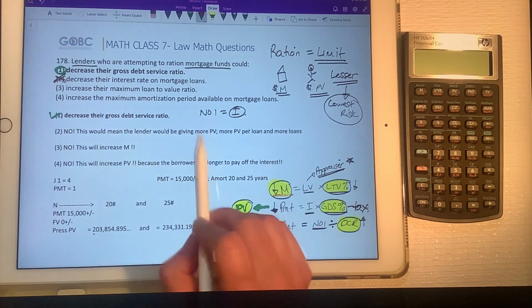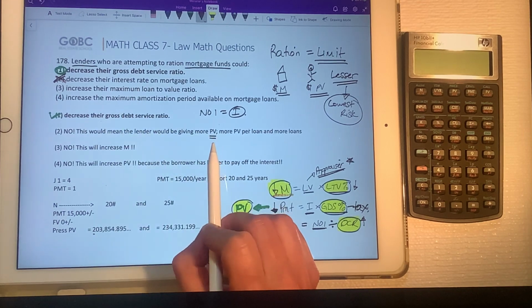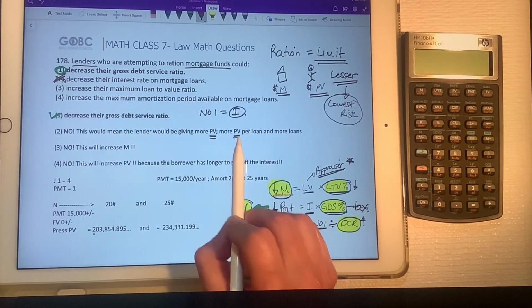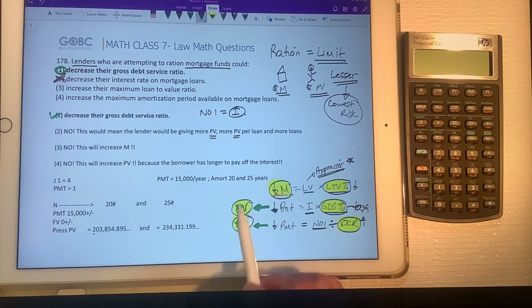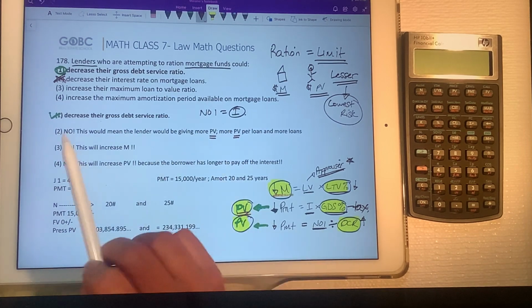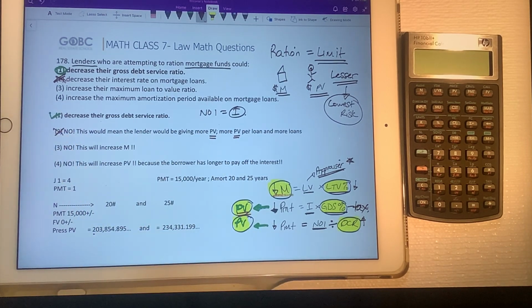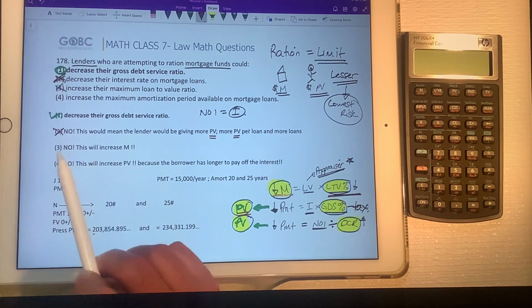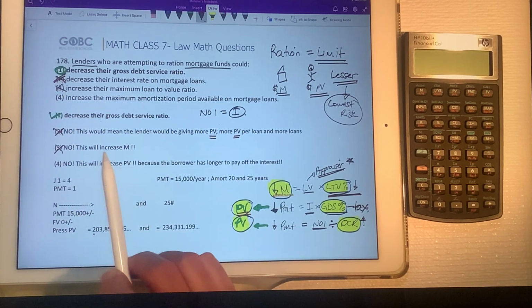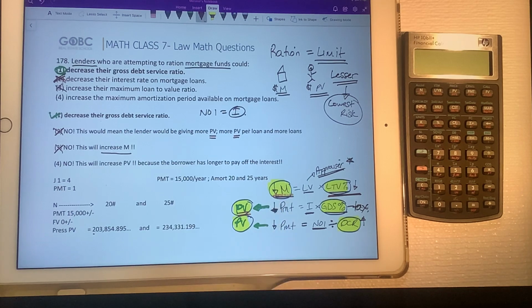And in fact, if you decrease the interest rate on a mortgage, it actually will increase the PV. It'll increase the amount that you will give. So for two reasons, that answer choice is wrong. Number 3 says to increase your maximum loan to value ratio. And we've seen here that we have to decrease it in order to decrease M. So you wouldn't increase the loan to value ratio, because if you increase it, that's going to increase the mortgage amount that you're willing to give as the lender.